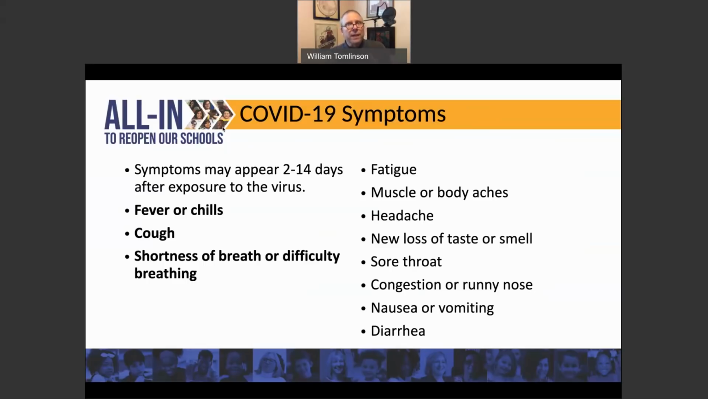Those are pretty generic symptoms. Now, new loss of taste or smell, that's pretty specific to COVID-19. But most of the symptoms are generic and they're not good screening tools. So we stick with the core: fever, cough, shortness of breath.